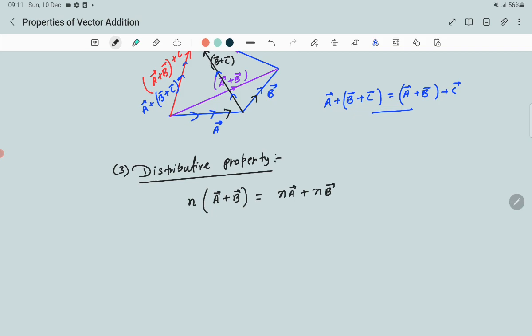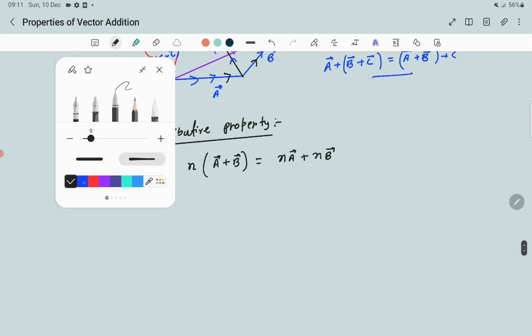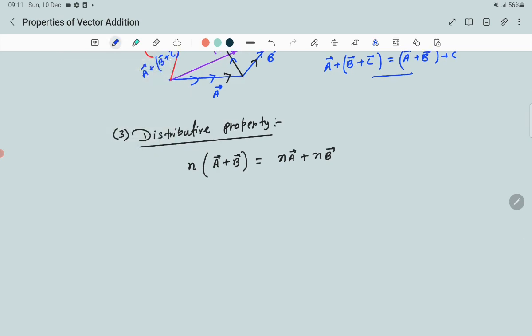So this is your distributive property, and you can prove this if you want, but I think there is no need to prove this geometrically, because this cannot be proved geometrically. This can be proved analytically. Let me show you the proof also. So you have to prove for the left hand side and the right hand side.